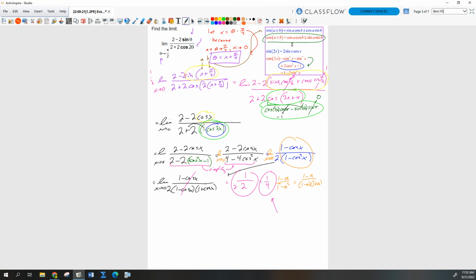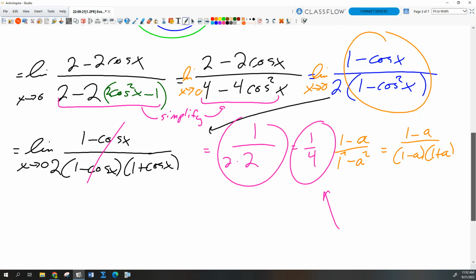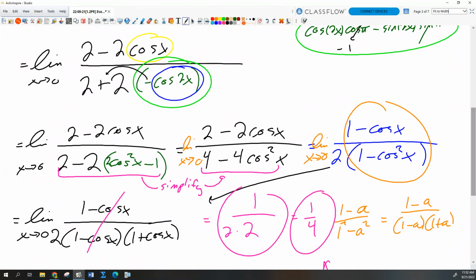Other questions? Yes. On which step here are you talking? Like down there? Right here. Yeah, I did. I just factored a 2 out and factored a 4 out and made it a 1/2. Right? Okay. Again, maybe I skipped too many steps there. Let me make a note of that.